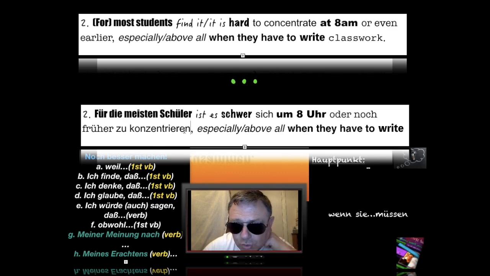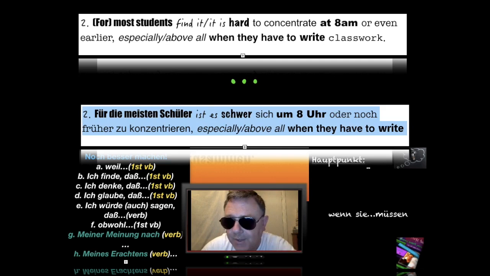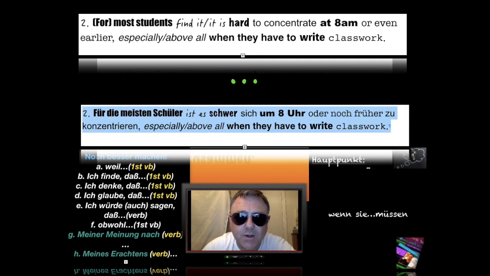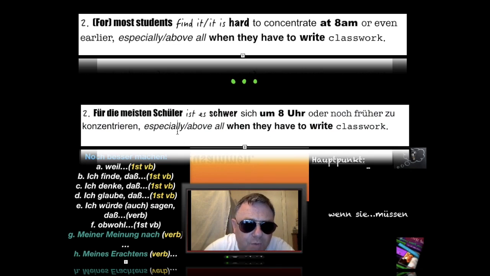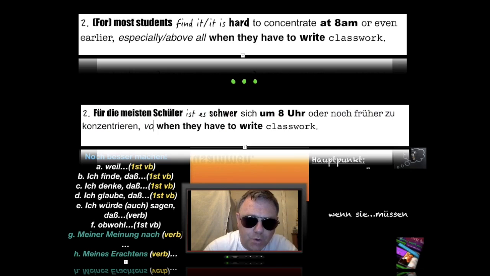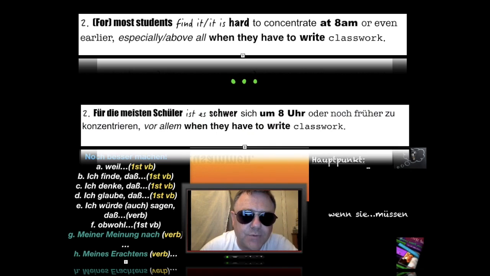That is the literal German word order for that sentence. It is quite a difficult sentence, to say the least. Okay, in terms of Satzbau, which is sentence building. Right, especially, above all. Now, especially, above all is vor allem. Vor allem, meine Damen und Herren. A nice little phrase to learn there. So above all, vor allem, before everything else, literally.